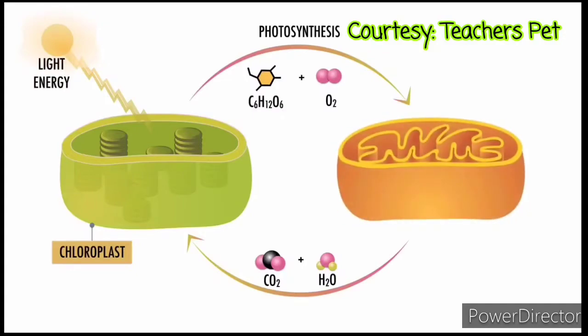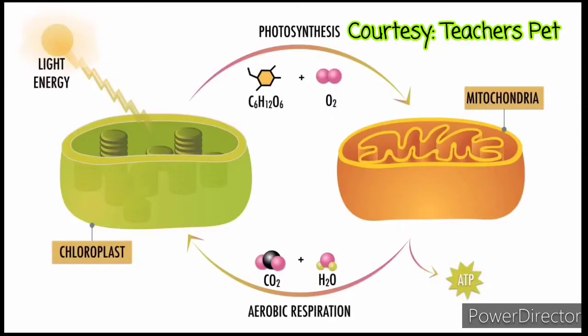The mitochondria take the products of photosynthesis, which are glucose and oxygen, and break the bonds of glucose to harvest lots of ATP in a process called aerobic respiration. The products of respiration are the reactants of photosynthesis, carbon dioxide and water. The goal of respiration is to make ATP, and ultimately, the energy to make ATP came from the sun. So you could argue that all life on Earth, including you and me, are solar powered.